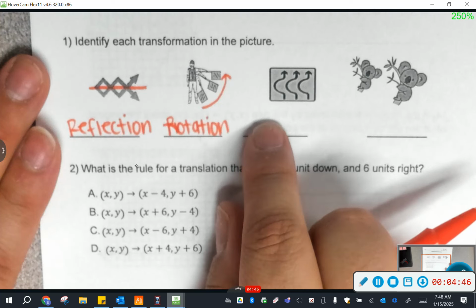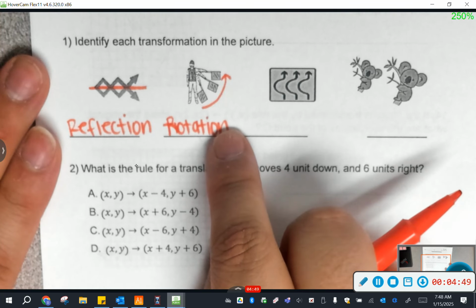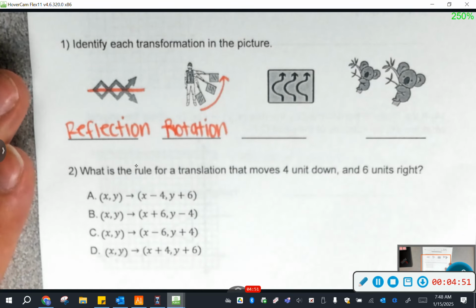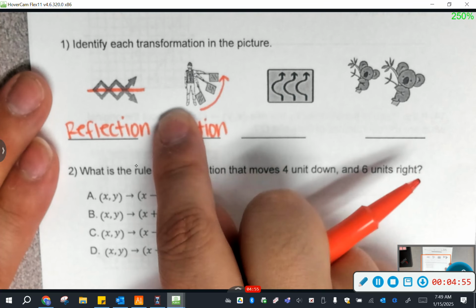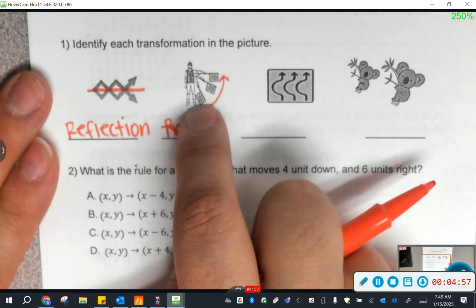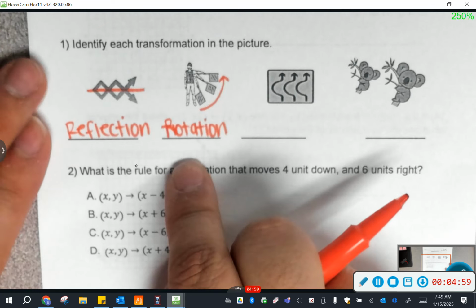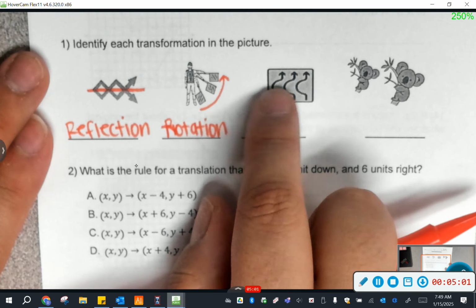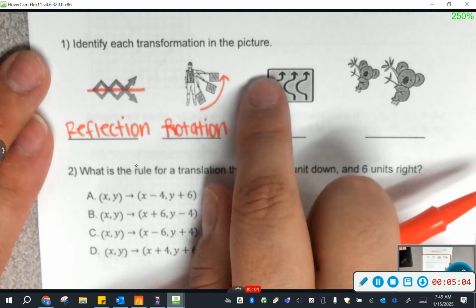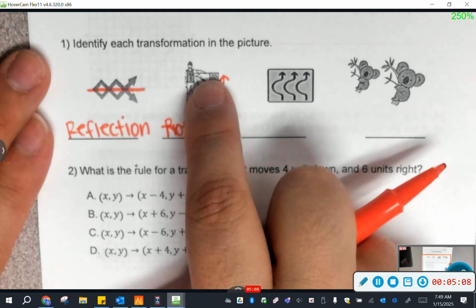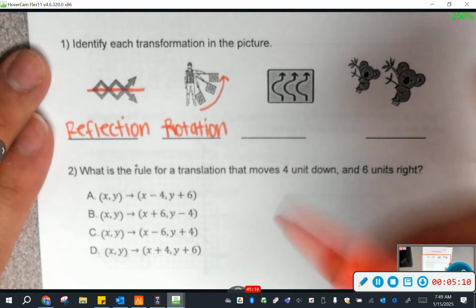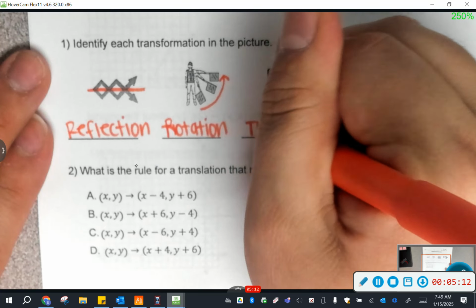Translation, and a hint for that is translation should always be the same direction. If you're translating, your flag would stay like this, and it would slide down and left. You see how the flag turns? That's how you know it's rotating. Translating, like right here, what's happening right here? Translation. Do you see how all the arrows stay the same direction? That's translating. If it was rotating, it wouldn't be the same direction. So this one's translating.